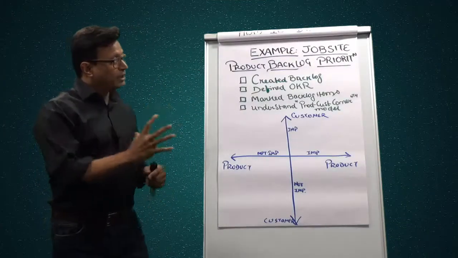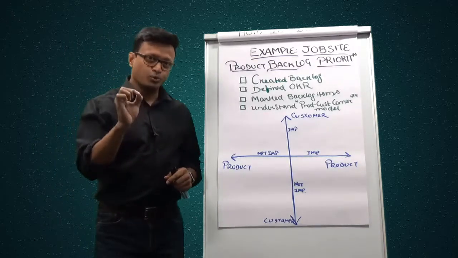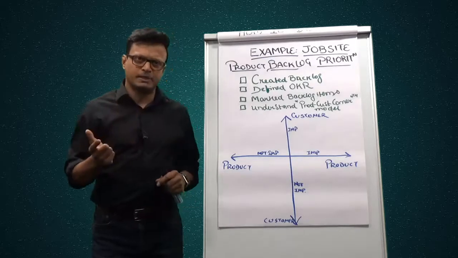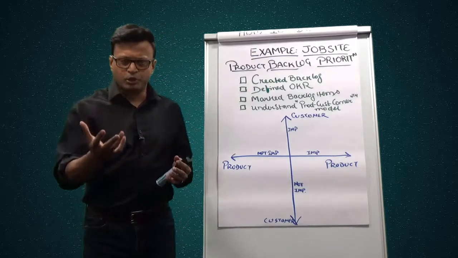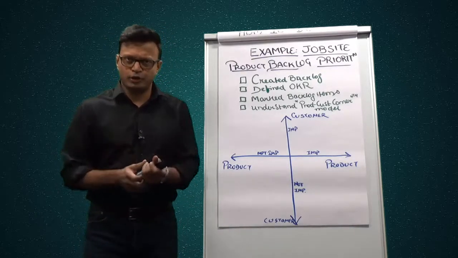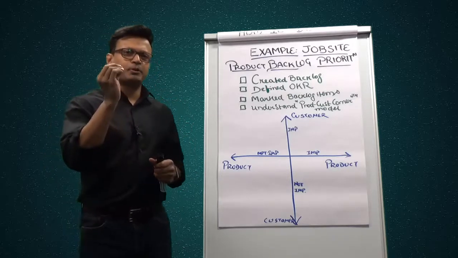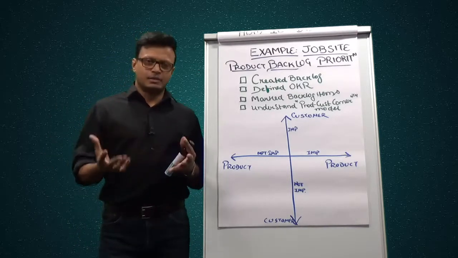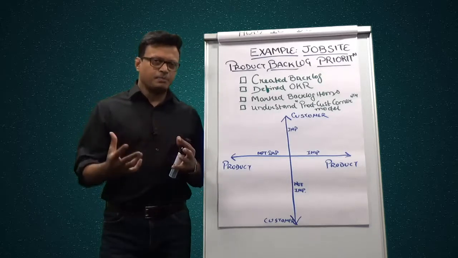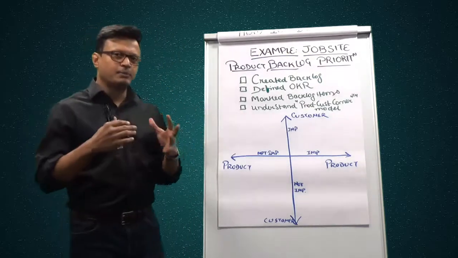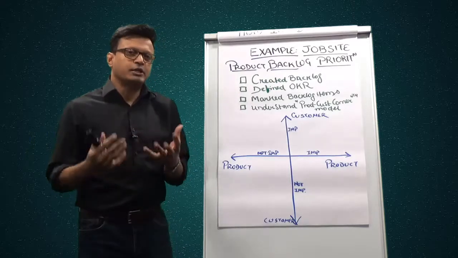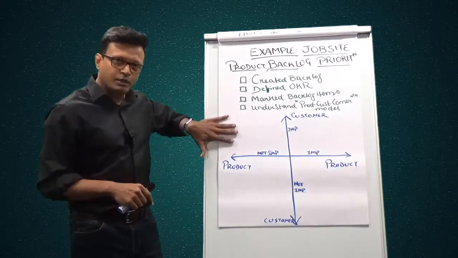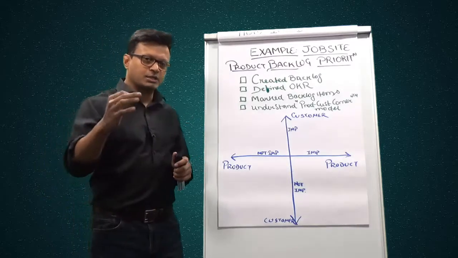Now, in this working example of how to do product backlog prioritization, I have taken an example of a job site, something like monster.com, indeed.com or naukri.com. So if you are a product manager, a product owner or a business analyst working in a similar site, a similar product, then this example will help you see how you actually do the product backlog prioritization using a model that I have created, which is called the product customer corner.